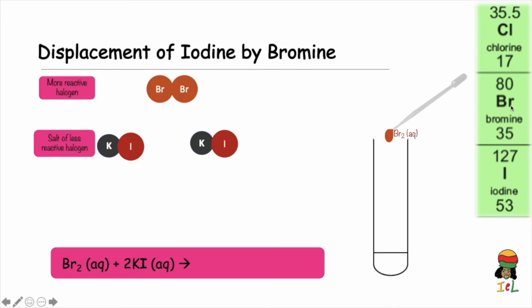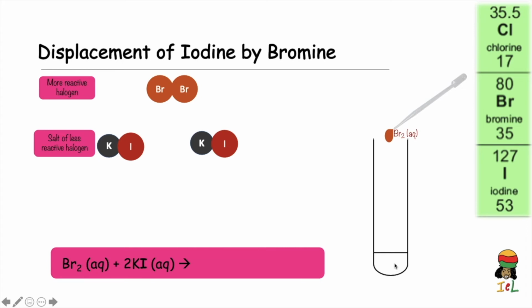Since bromine is higher in the group of these 2 halogens, then bromine is more reactive and can displace iodine from its salt. So the reactants are the more reactive halogen in the form of bromine water, which is an orange-brown solution, and a colorless solution of potassium iodide. As a result, our chemical equation begins with a molecule of bromine reacting with 2 molecules of potassium iodide.